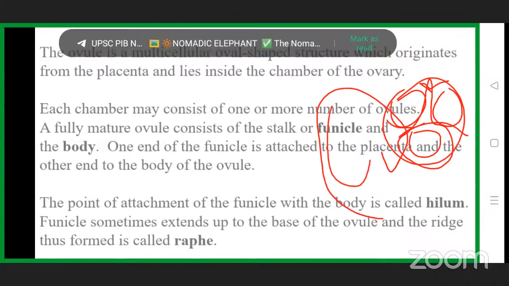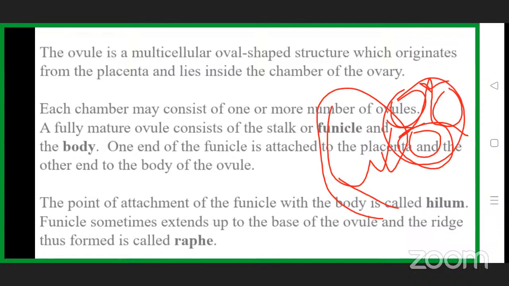I already told you about the funicle stalk. It is attached to the ovule. The place where the funicle attaches, we call the hilum. Where the funicle extends toward the base of the ovule, that is called the raphe. We already discussed all this.